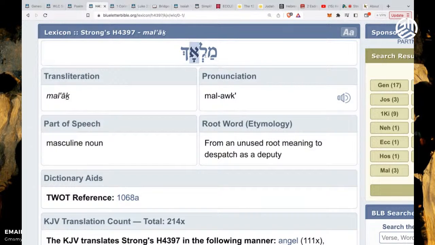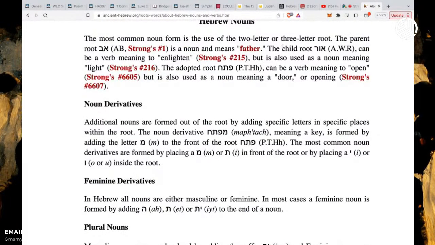And how do we know that? Again, because we know that malak is a root word meaning king, a ruler. Okay. And so what do those two things have in common? What's the relation between a king and a ruler and a messenger, right? So let's go here to the noun derivative.